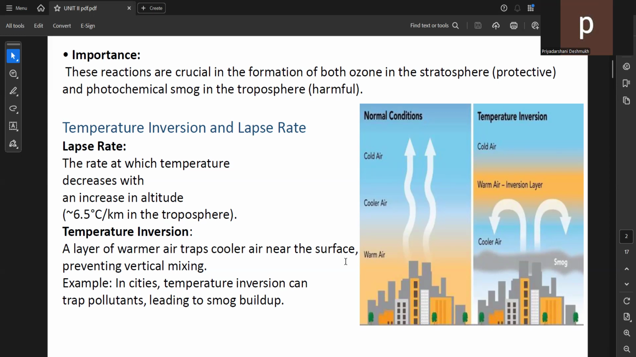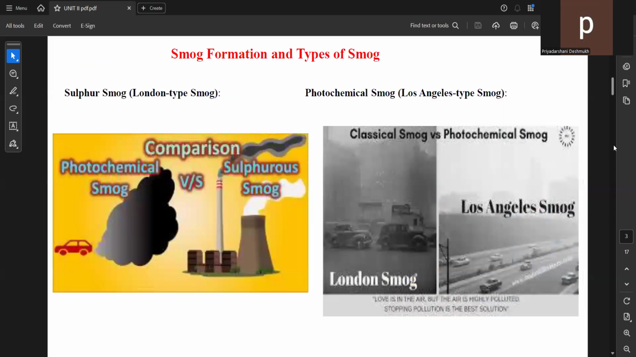Now, from the diagram, we can say the temperature inversion is a layer of warmer air that traps cooler air near the surface, preventing vertical mixing. Due to that, this phenomenon of temperature inversion occurs in the cities, where it can trap the pollutants, leading to smoke buildup. So this is the main condition with the cities. Because in cities, there is more pollution, this phenomenon occurs mainly in the cities.